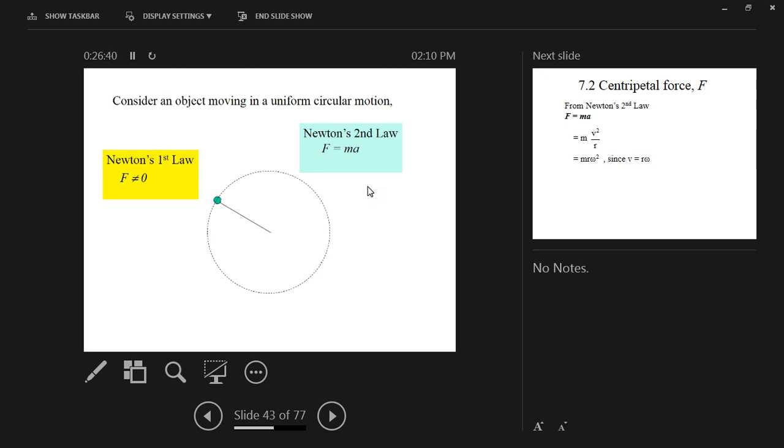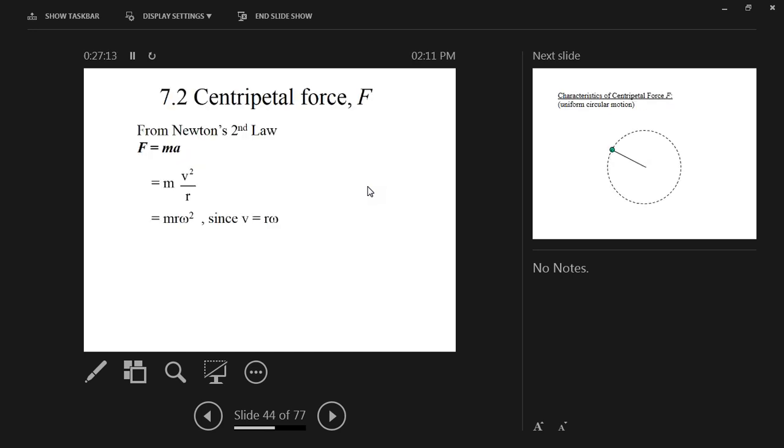So right there, what I want you to do is to derive the expression for the resultant force F using Newton's second law, F equals ma. So you start from F equals ma. You give me an expression for the resultant force in terms of the linear speed, the radius, or the angular velocity. Okay, so be very fast. Okay, this is what you should have gotten.